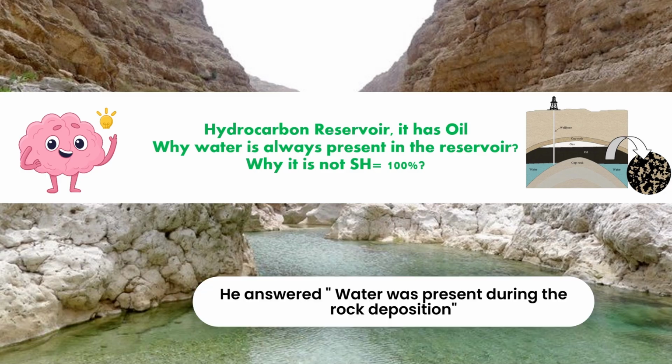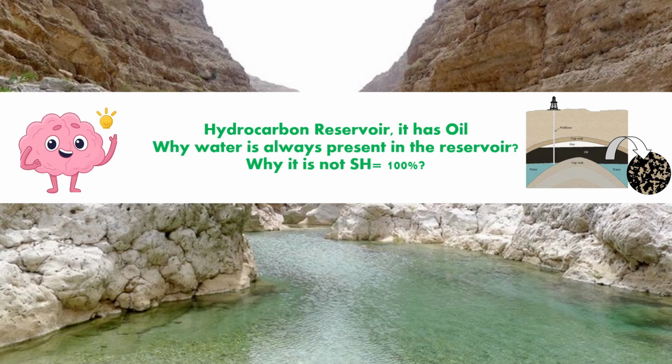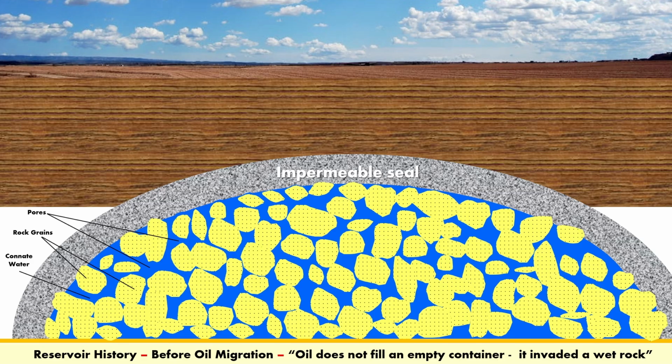So, to answer this question, we need to go back in time. Before oil migration into the reservoir, the rock was already deposited at a different depositional environment, which could be seas, rivers, deltas, or lakes. This means that the water was already present from the beginning, as our colleague mentioned.